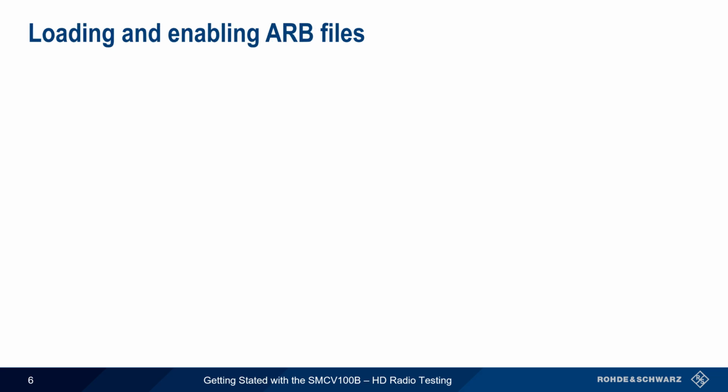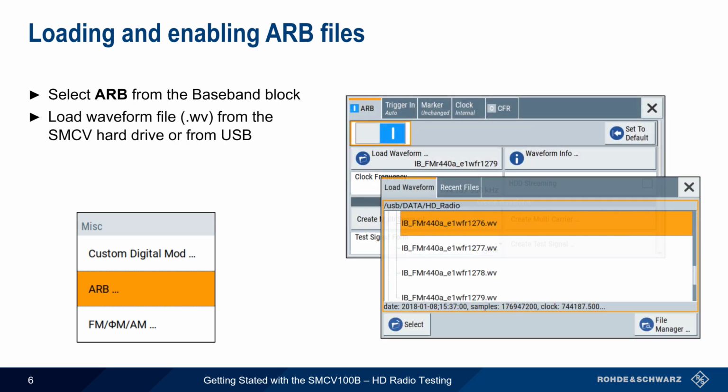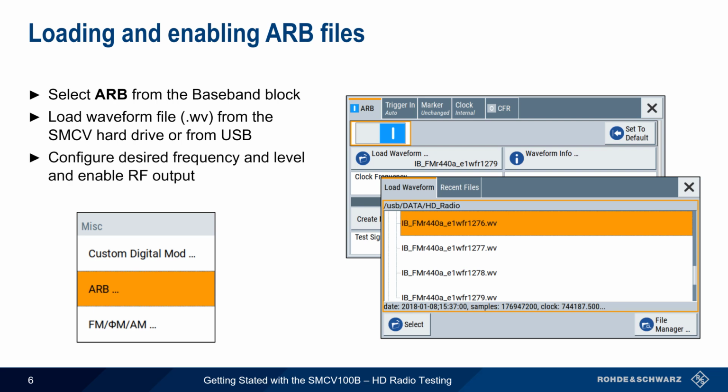To load an HD radio ARB file into the SMCV, simply select ARB from the modulation block and then use Load Waveform to navigate to and select the desired ARB file. These all have the extension WV. After loading the ARB, configure the desired frequency and level, and then enable RF output to begin transmission.